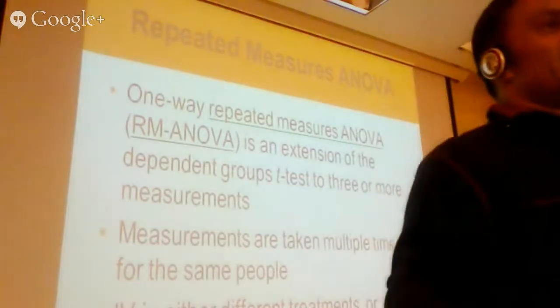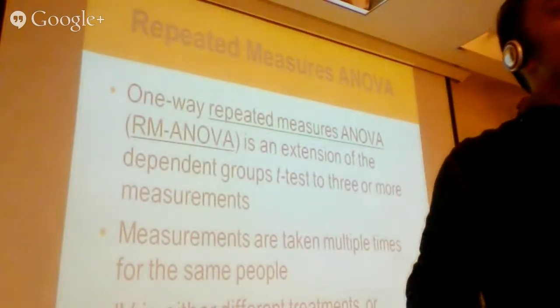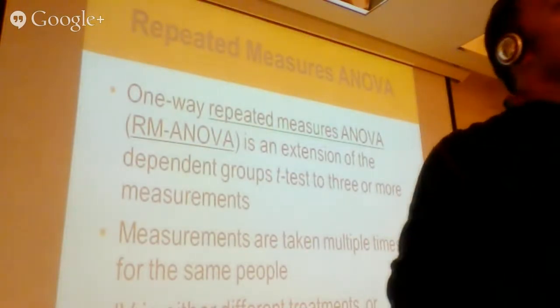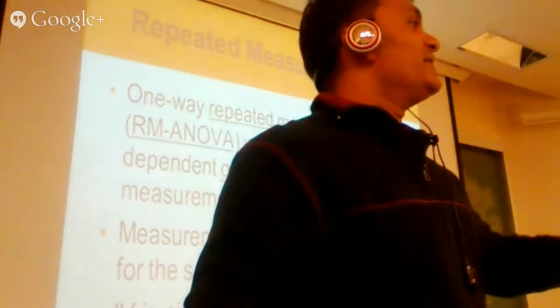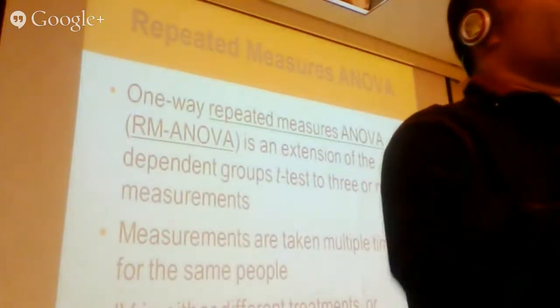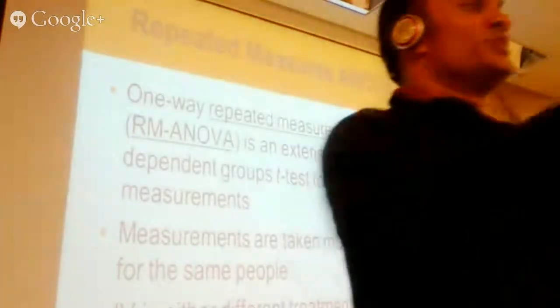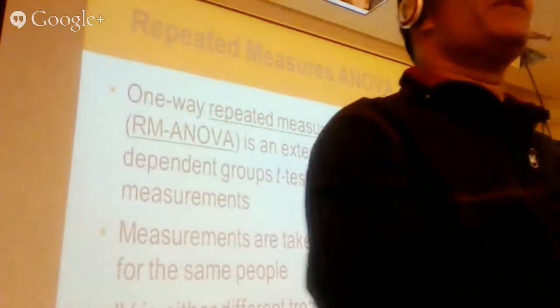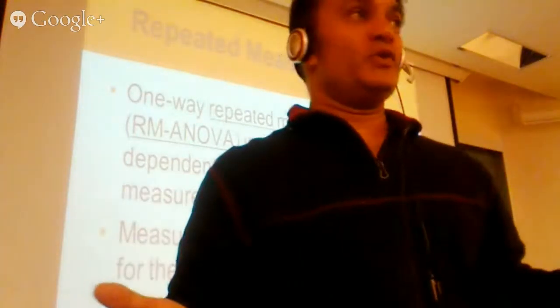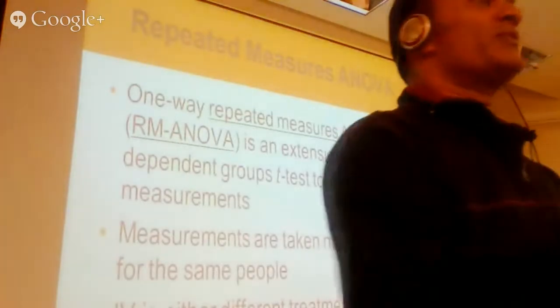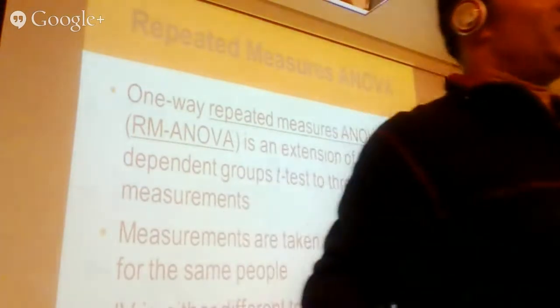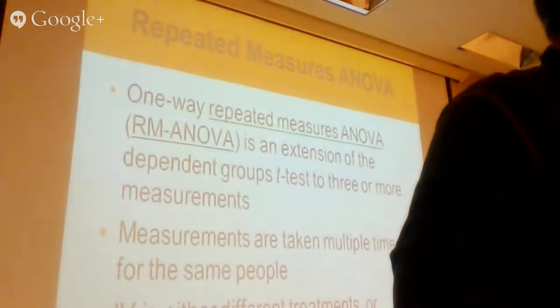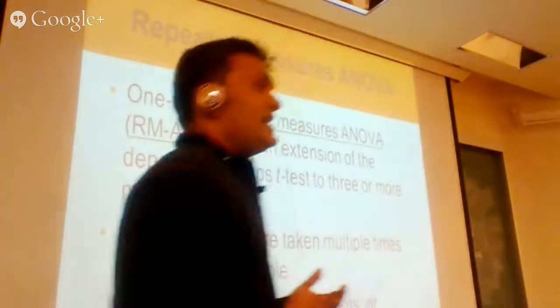So in ANOVA, if I do the same test 3 times, let's say I'm looking to see how you do on all 3 midterms. Let's say there are 3 midterms: one in September, one in November, one in December. I've tested you 3 times. The means of 3 groups, that's automatically an ANOVA, but I'm testing the same group 3 times. That's a repeated measures ANOVA. It's a special case. We have a way of dealing with it.